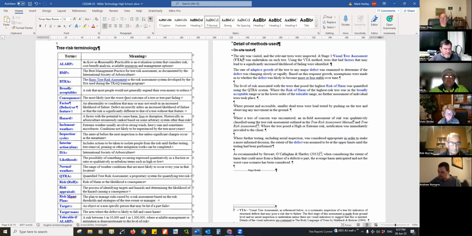And that risk is concerned with likelihood, and most likely is the thing. Factor defect. Sorry, the basic tree risk assessment you got there, could you say level 1, 2, or 3 and expand on them? You could.